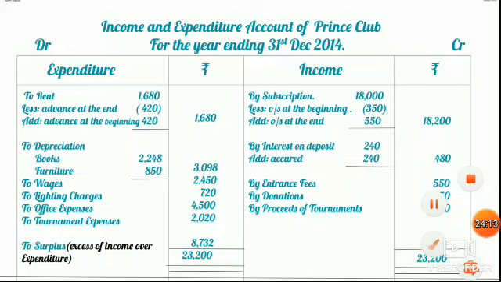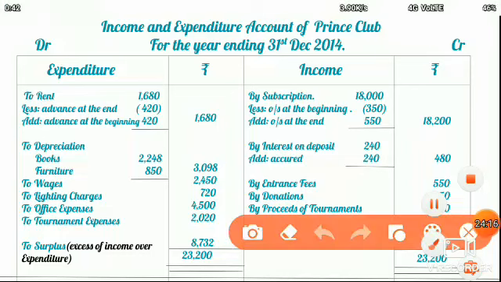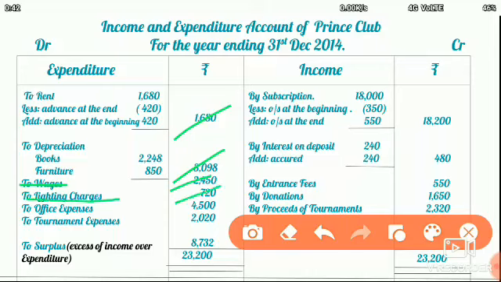When we look at the expenditure side, rent we have taken, then depreciation we have taken, then wages 2,450, lighting charges 720, office expenses 4,500, tournament expenses 2,020. When we add, after writing all the expenditure accounts and the income accounts, we will check which side is greater, whether the incomes are greater or the expenditures are greater.